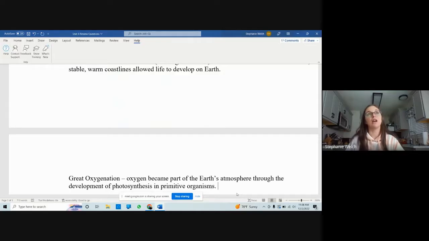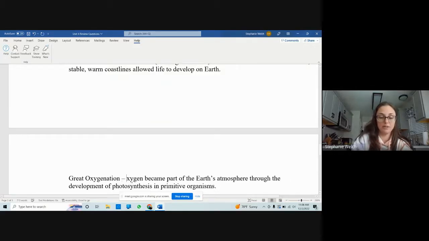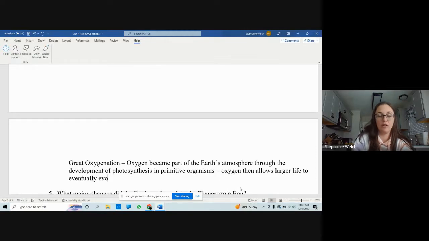And then oxygen in the Earth's atmosphere completely changes the kind of temperature range that you get in the Earth's atmosphere. And it completely changes its appearance. It turns our skies from red to blue. Probably the most important thing that oxygen allows is, having oxygen, I'm going to go ahead and capitalize this because it's annoying me, having oxygen then allows larger life to eventually evolve.